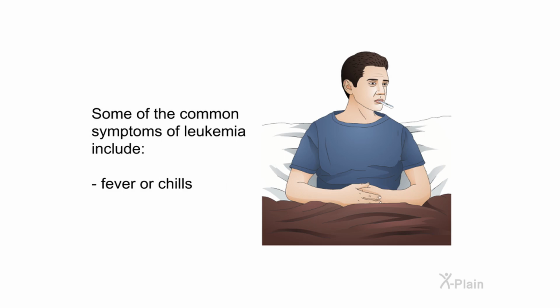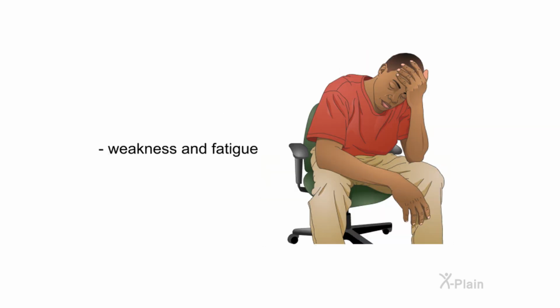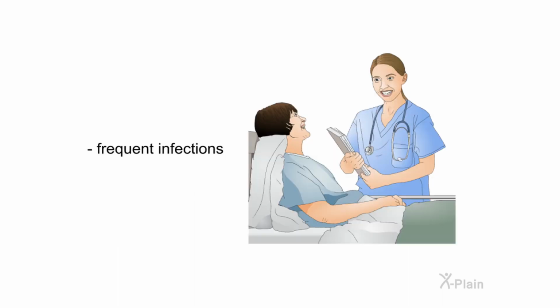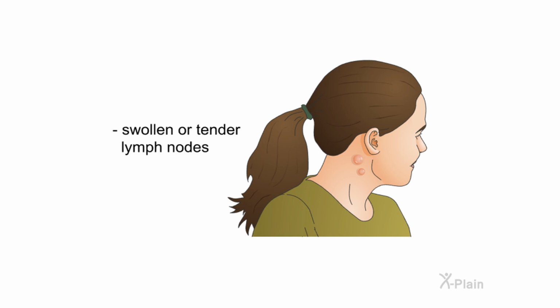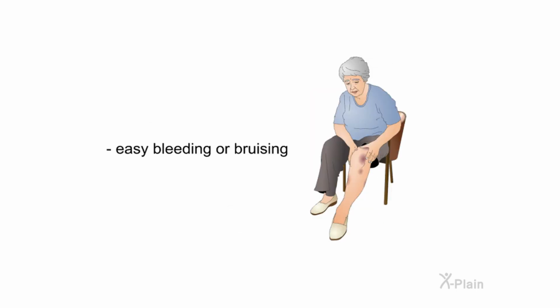Some of the common symptoms of leukemia include fever or chills, weakness and fatigue, frequent infections, unintended weight loss, swollen or tender lymph nodes, easy bleeding or bruising.